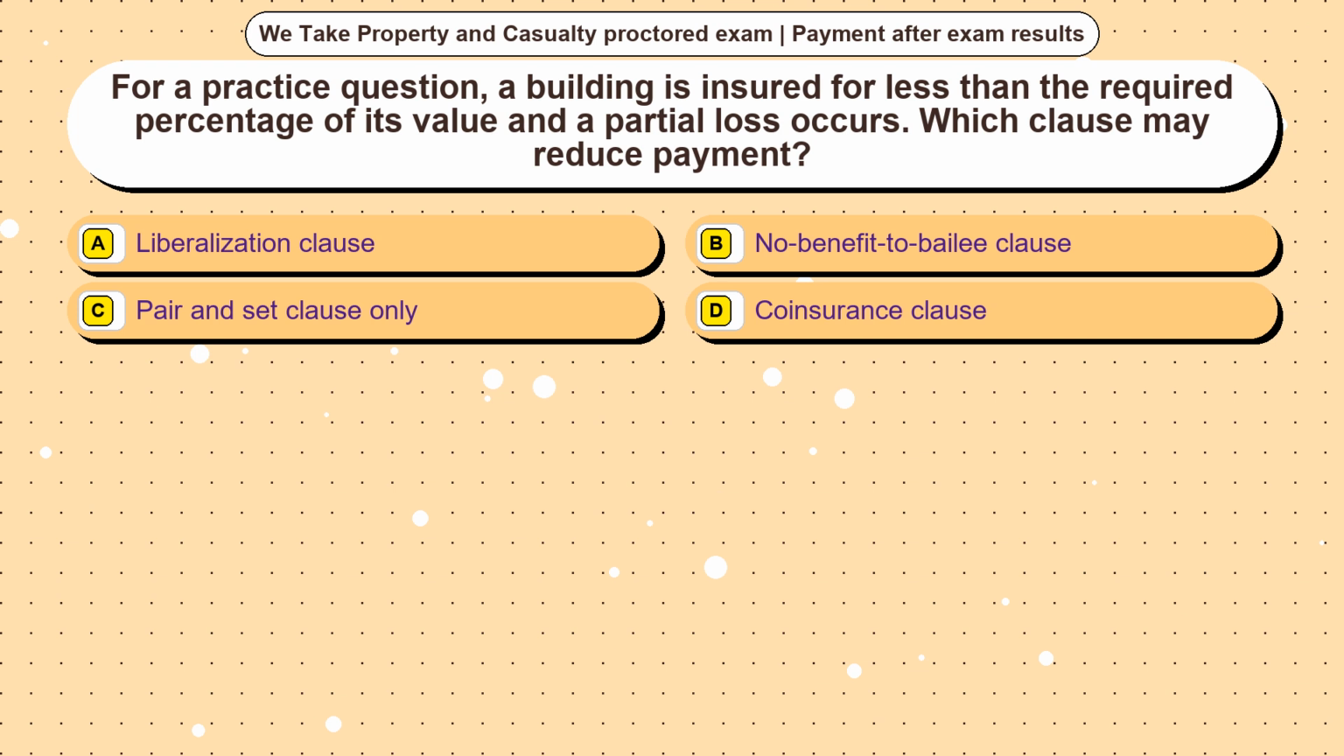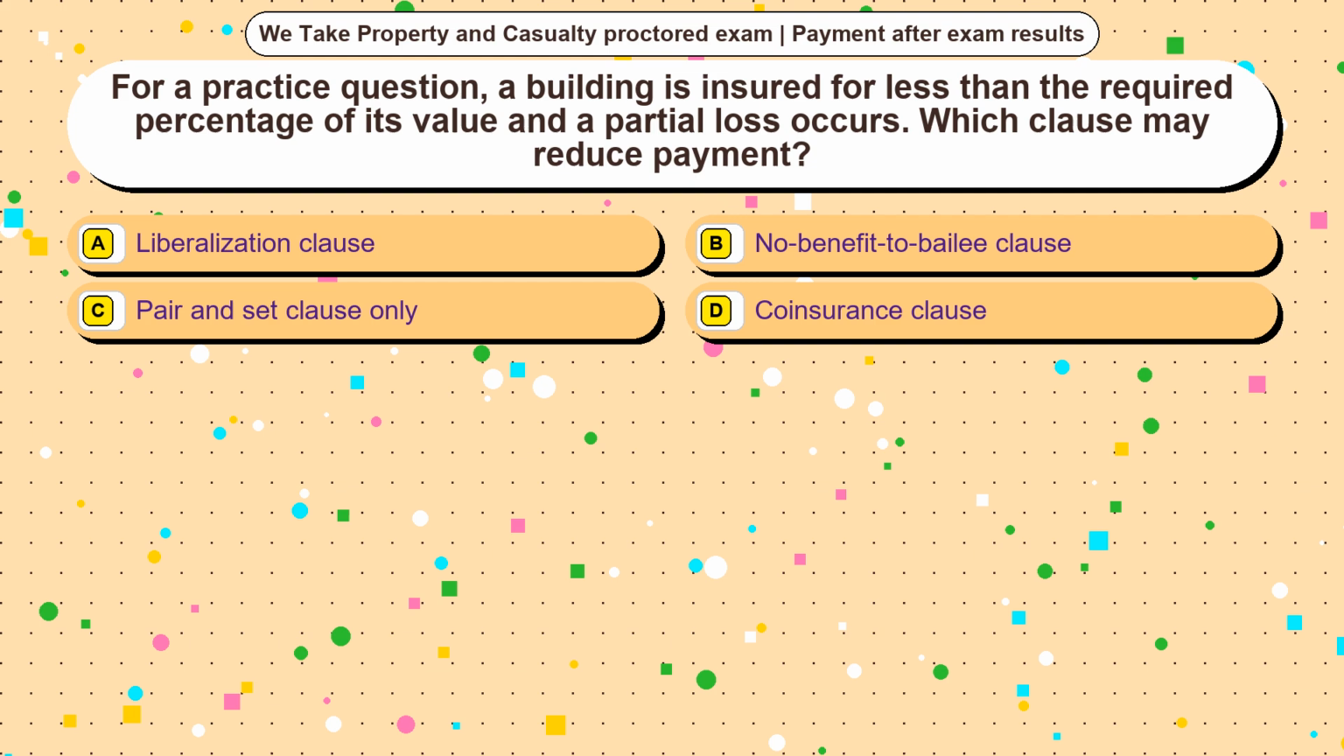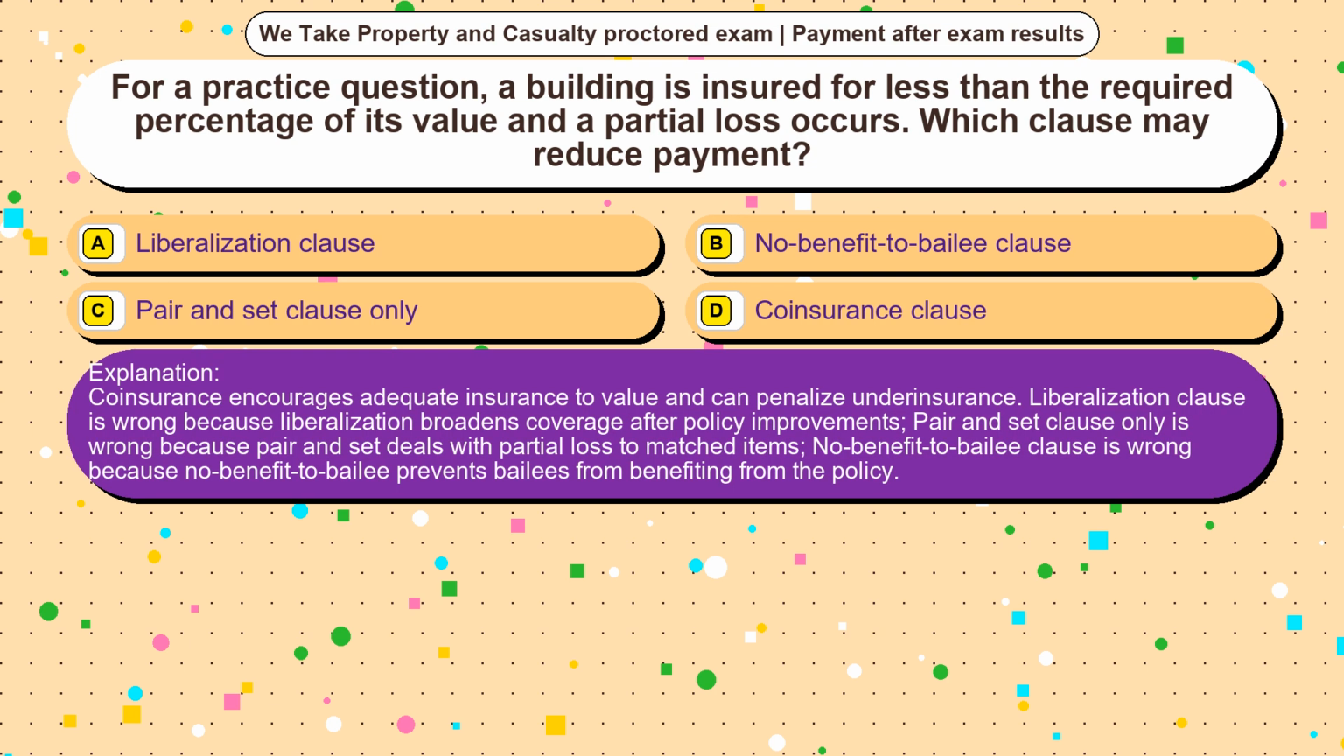Question 14. For a practice question, a building is insured for less than the required percentage of its value and a partial loss occurs. Which clause may reduce payment? Option A, liberalization clause. Option B, no benefit to Bailey clause. Option C, pair and set clause only. Option D, coinsurance clause. The correct answer is option D. Coinsurance encourages adequate insurance to value and can penalize underinsurance.